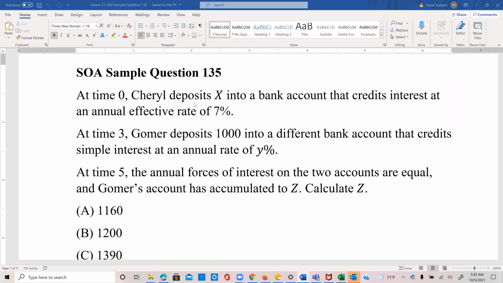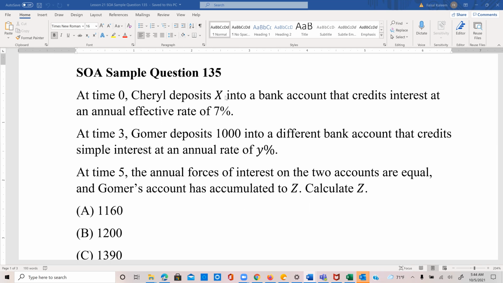At time 0, Cheryl deposits X in an account that credits interest at annual effective 7%. At time 3, Gomer deposits 1000 into a different account that credits simple interest at Y%. At time 5, the annual forces of interest on the two accounts are equal, and Gomer's account has accumulated to Z. Calculate Z. So let's first look at Cheryl.